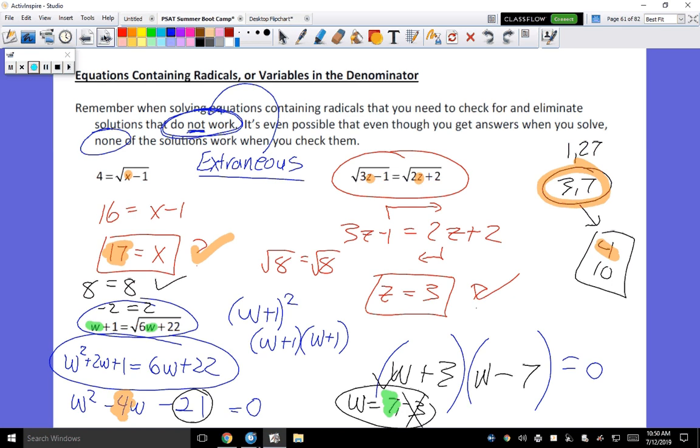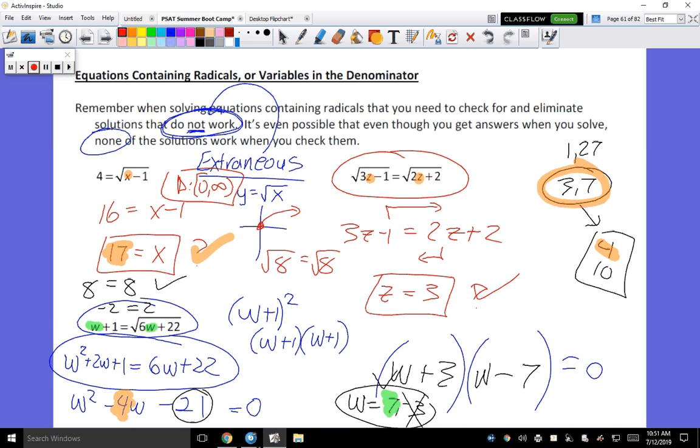But why do we have to check for extraneous here? They're not quadratic. What's the parent function? Y equals the square root of x. And this graph, what's the domain? 0 to infinity. It's not all real numbers.